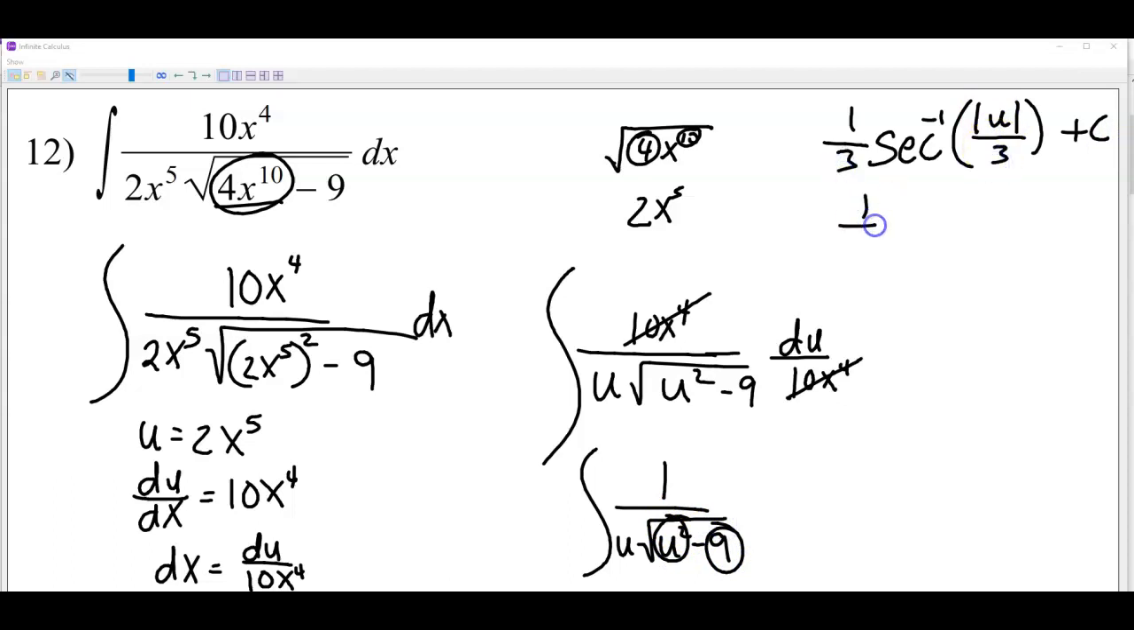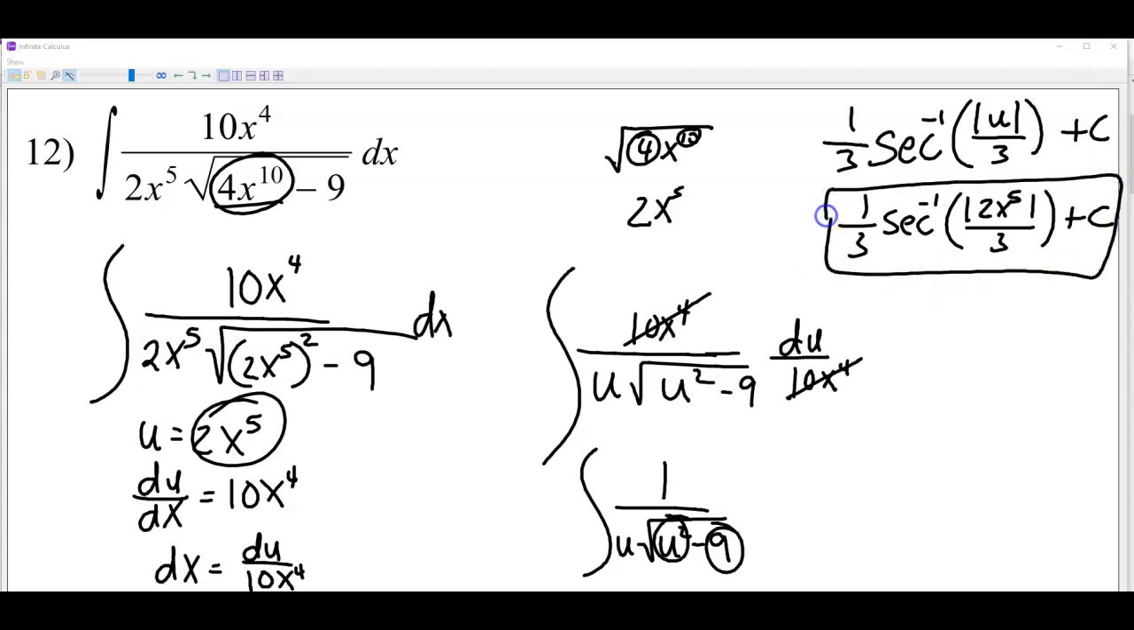So I've got 1/3 arcsecant of the absolute value of u over 3. And I'm going to replace the u with what u equals. And don't forget, if you ever have an even power here, you can get rid of the absolute value bars. But if it's an odd power like we have, we leave the absolute value bars.